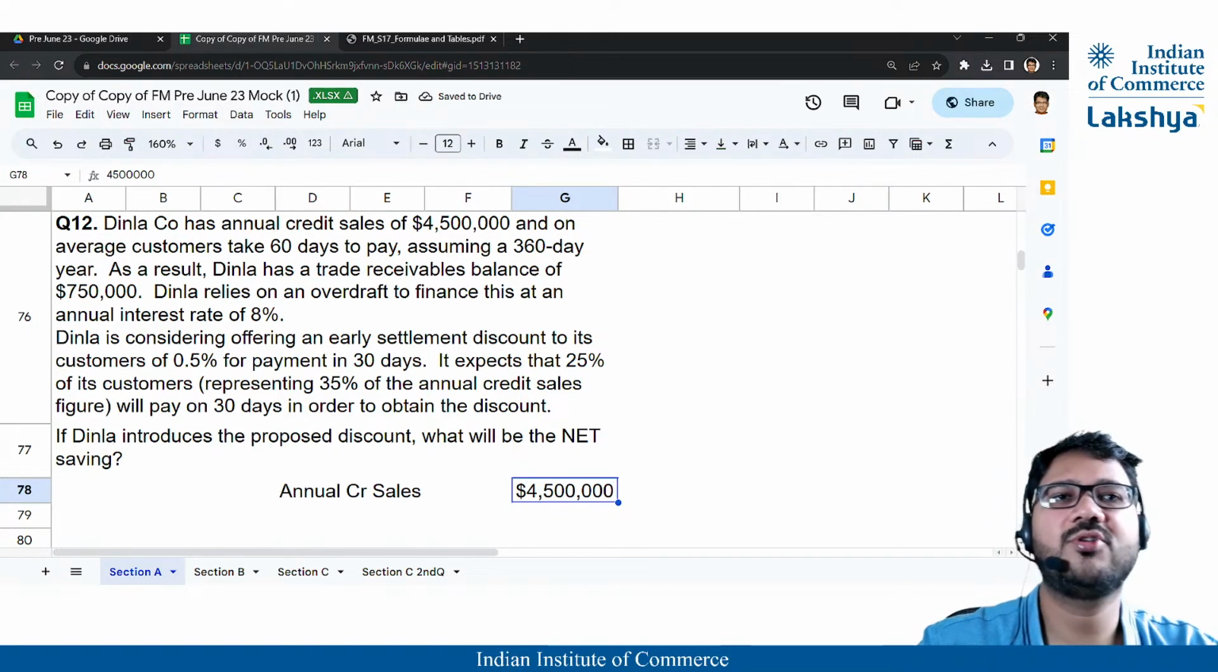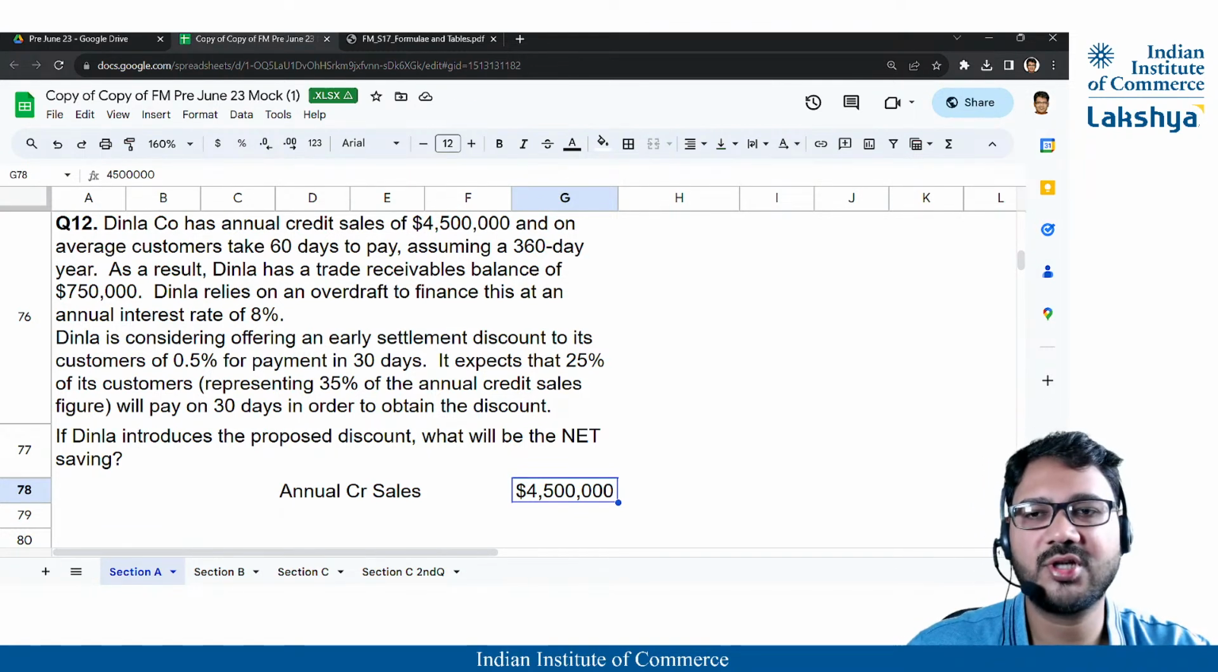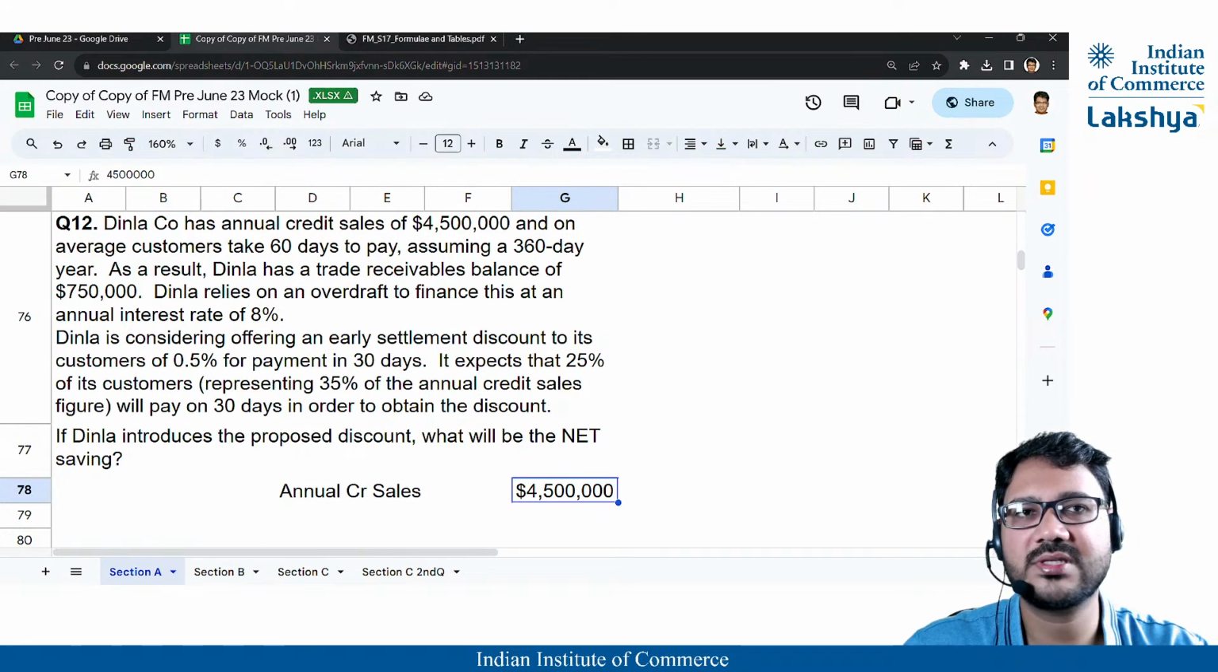Now, in order to understand the net savings, we need to first find out the cost. The cost is the discount. Now the discount is given to the customers. And what sort of savings are we making? In order to calculate the savings, basically it is whatever we were financing.